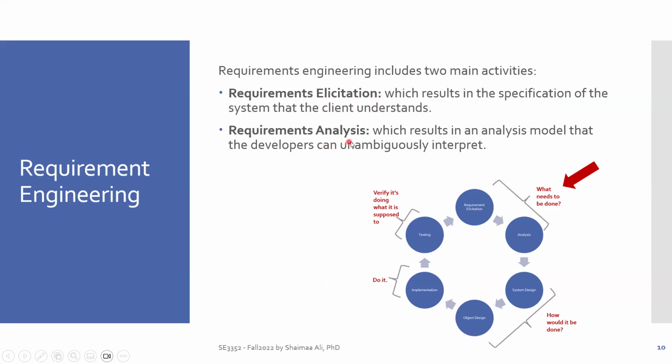Now, the requirements analysis that comes after is when we start creating models and diagrams that are more technical. So these models are less ambiguous. They would be more directed towards the development team or the design team. When I say development team, I'm talking about the requirements, the design, and the implementation teams. So it can start to get technical at the analysis stage.